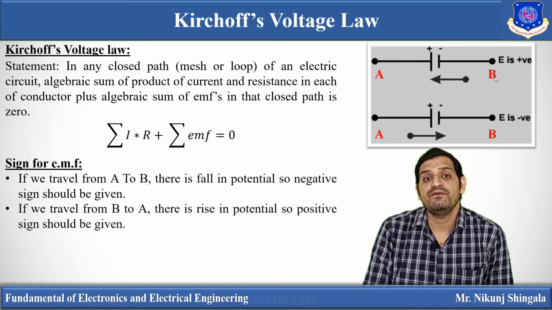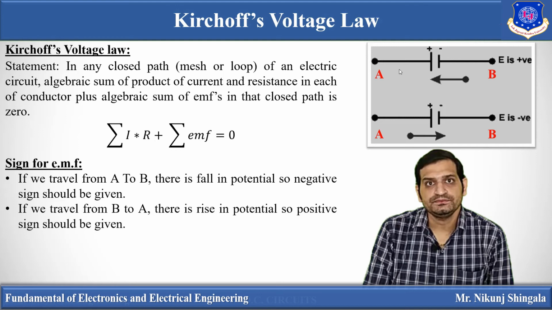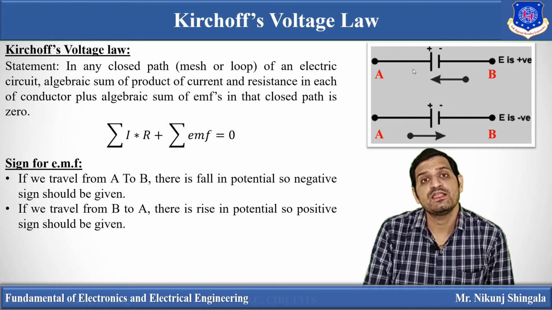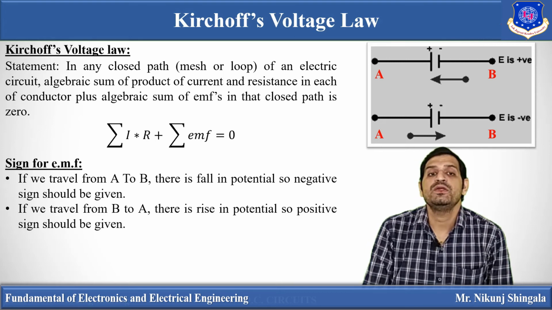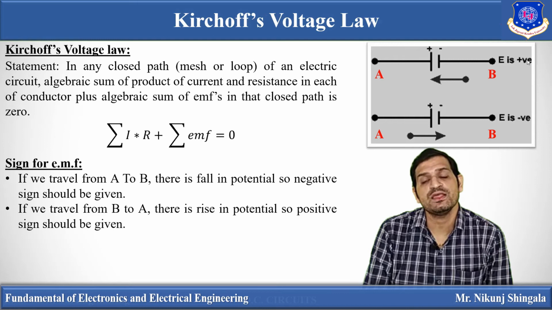Next, if we travel from B to A, we are traveling from lower potential to higher potential. So there is a rise in potential, so the positive sign should be given. So in this case, E should be considered positive.